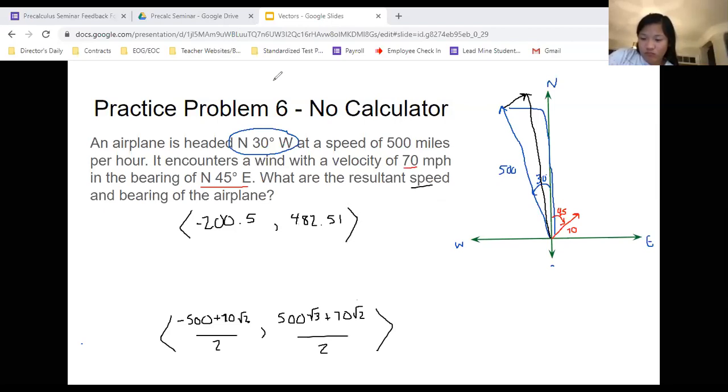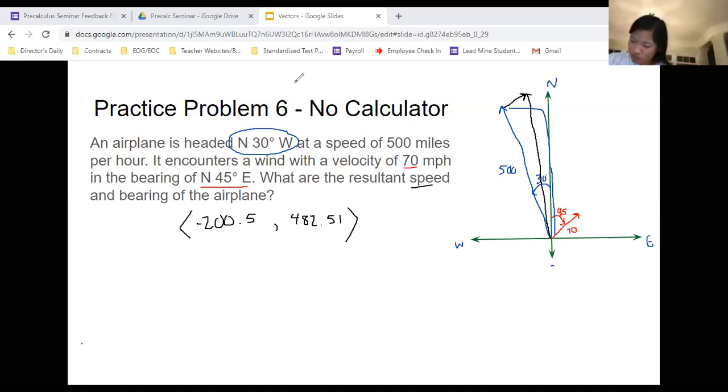And if I do the Pythagorean theorem with those two numbers, I will find my magnitude, which is 522.51. And this is miles per hour. So this is my speed. Now speed is a scalar, it's just a magnitude, doesn't have a direction. That's why it says find their speed and the bearing.